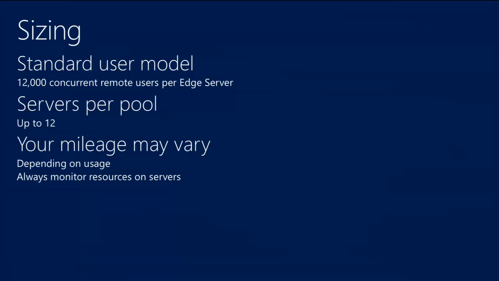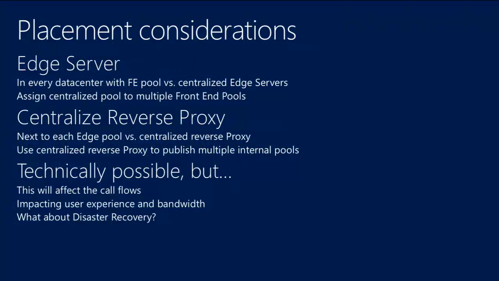All right. Sizing is pretty straightforward. It hasn't really changed much from 2010. Right? We've got 12,000 concurrent users per edge, up to 12 servers in the pool. Your mileage is going to vary. It's all going to be dependent on, our user models are built on 30% of the user population being external. So just keep that in mind when you're doing your sizing.